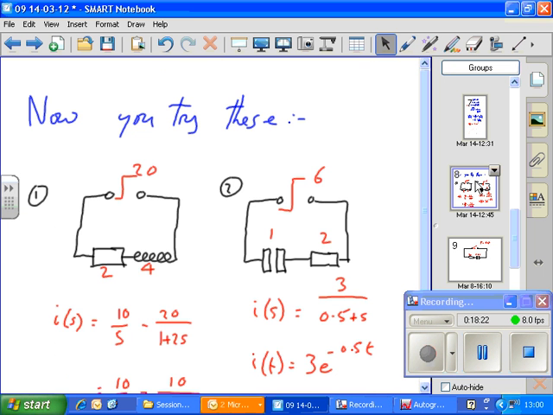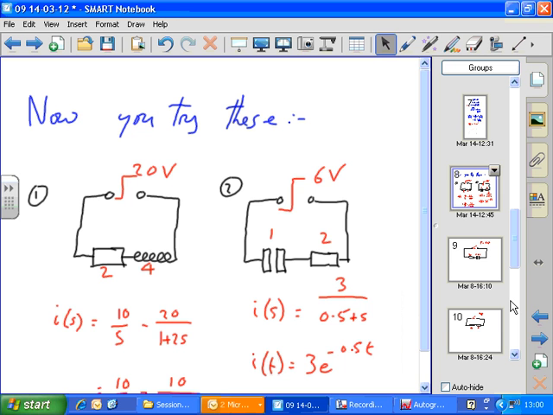Okay, so now let's have a look at these. You try these two circuits. The first has a 20 volt DC step voltage, a 2 ohm resistor and a 4 henry inductor. The second has a 6 volt DC step voltage, a capacitor of 1 farad and a resistance of 2 ohms. You might find it easy to do number 2 before you do number 1.